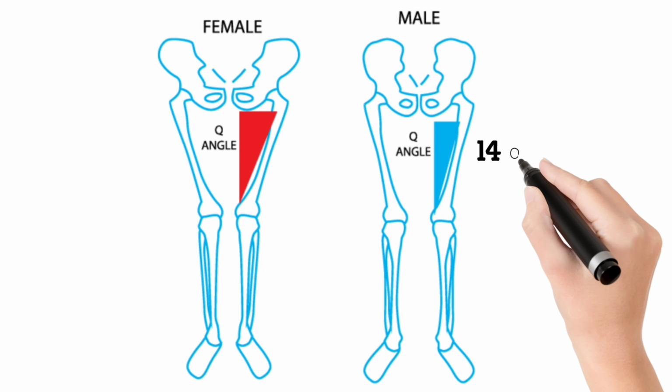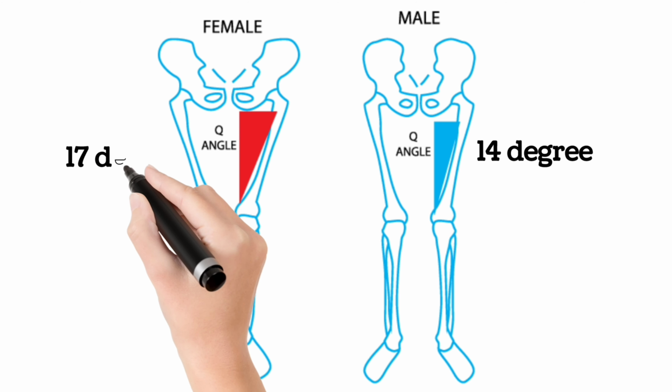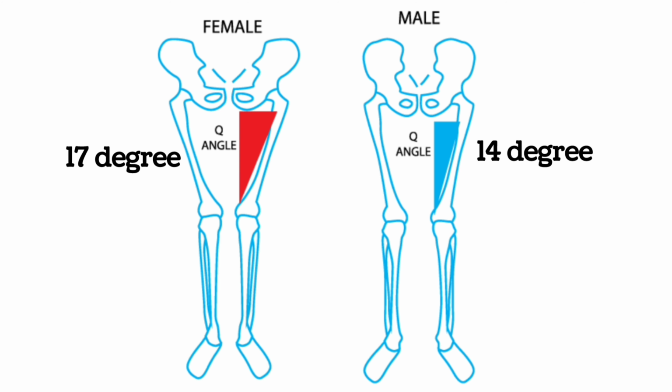The normal Q angle for men is 14 degrees and for women is 17 degrees. Women usually have a higher Q angle due to their naturally wider pelvis.